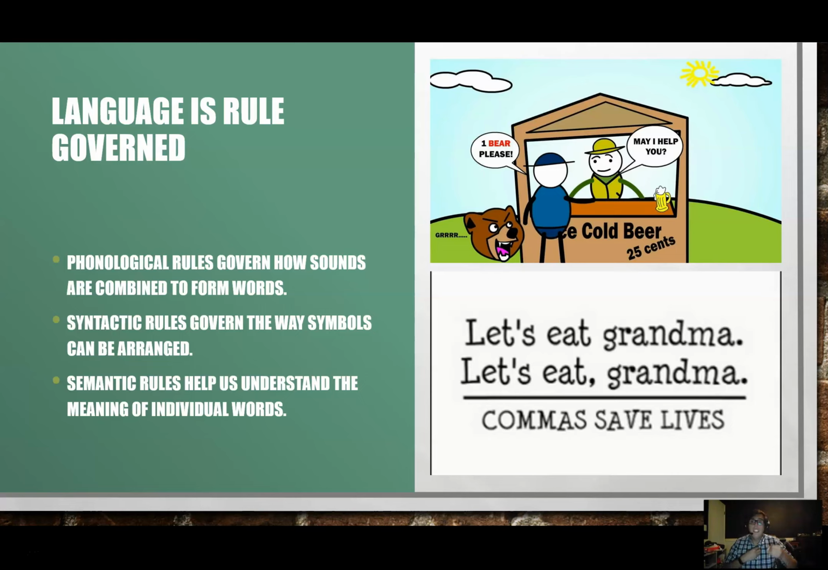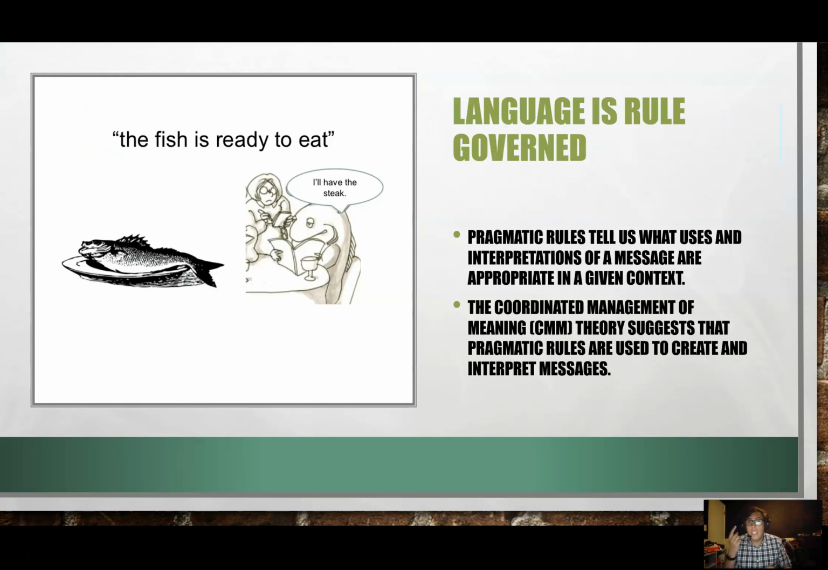And then we have semantic rules. Those help us understand the meaning of individual words. So, for example, the word literally. Semantically, we know what that means. Literally means that it is actually happening versus metaphorically. So there are many rules that govern language, and there is one more rule, and that is pragmatic rules.